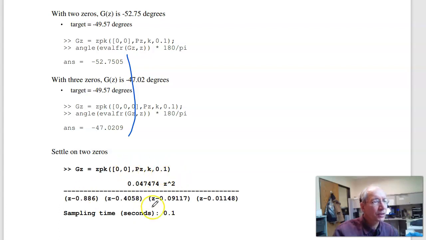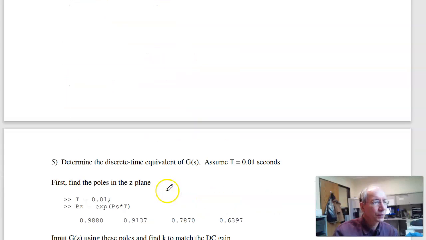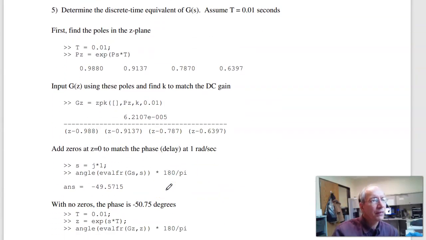But then our result is here's your g of z, my discrete time equivalent. Problem 5 is repeat. If I change the sampling rate, changing the sampling rate's a big deal. That means everything changes. So take the answers from problem 4, throw them out and start over. With T is 0.01, recalculate the poles in the z-plane. Pick k to make the gain 1.